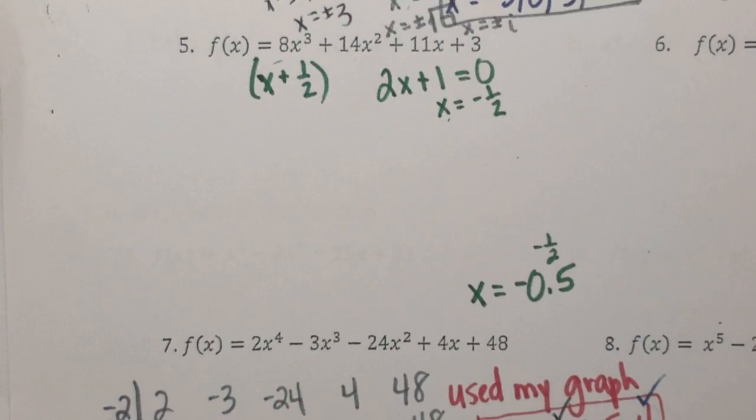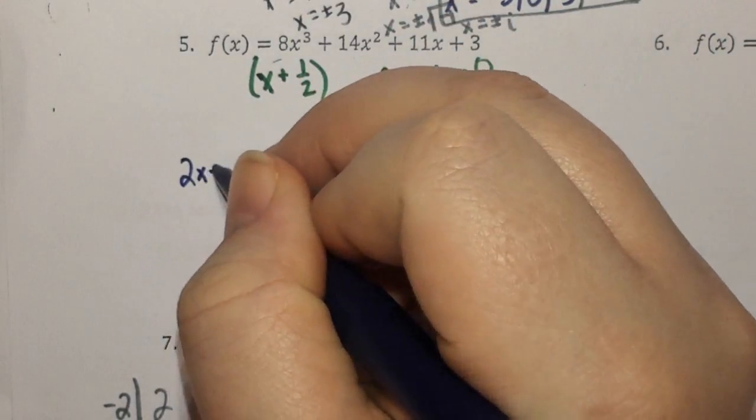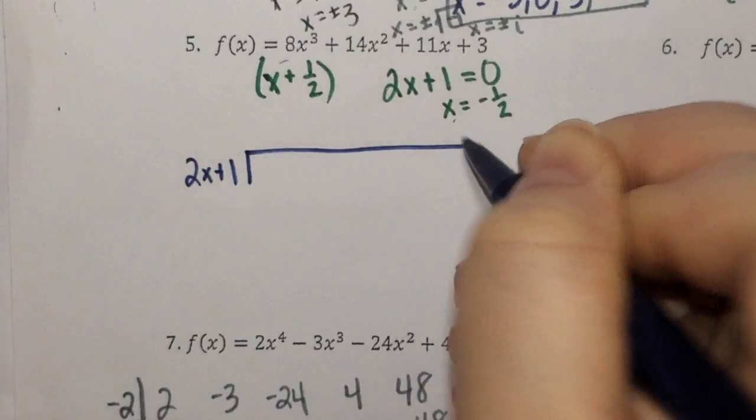Again, why is Miss Common doing all this? Because I don't want to do fractions and synthetic. I want to use long division. So I'm going to do 2x plus 1 into the long thing.